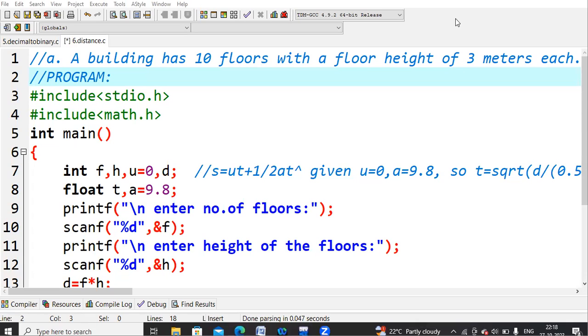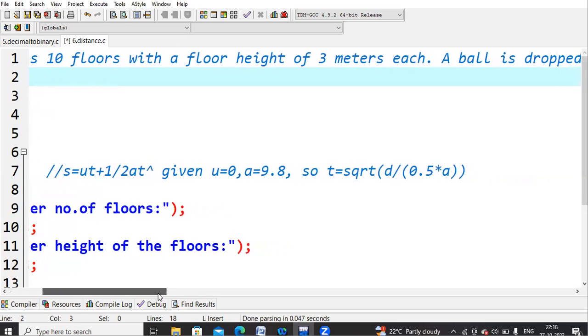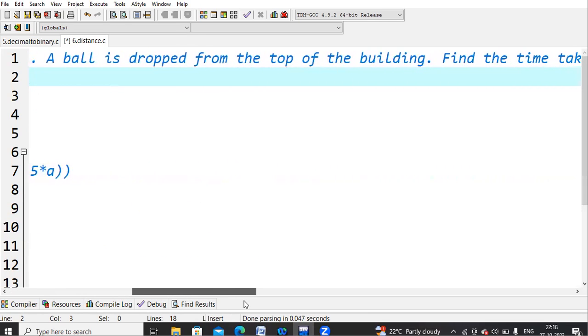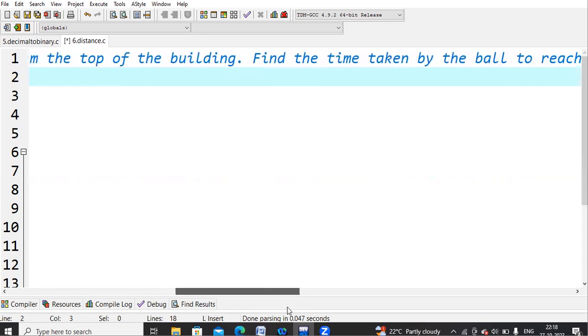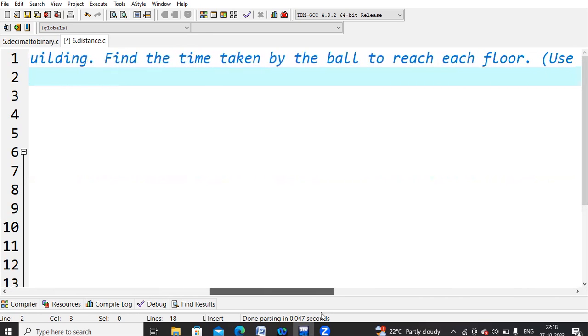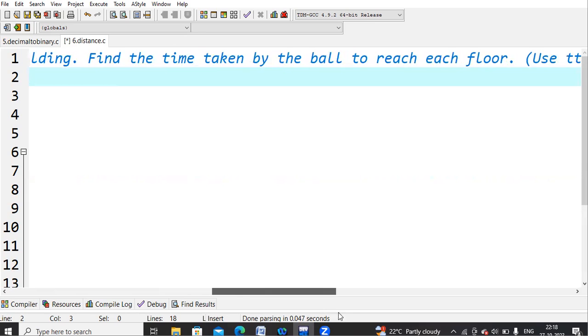Hello all. In this video, we are solving a problem to find the time and distance, right? So they are telling us about a building. Once we see this question: a building has 10 floors with a floor height of 3 meters each, and a ball is dropped from the top of the building. Find the time taken by the ball to reach each floor, right?